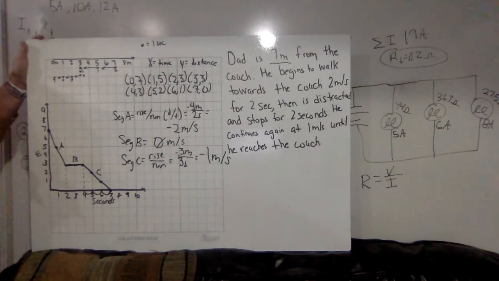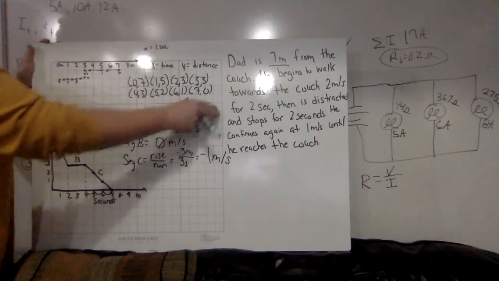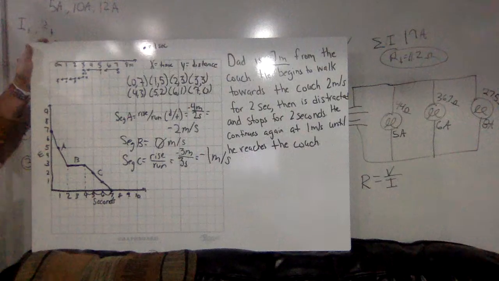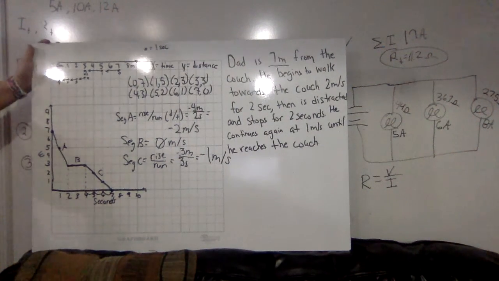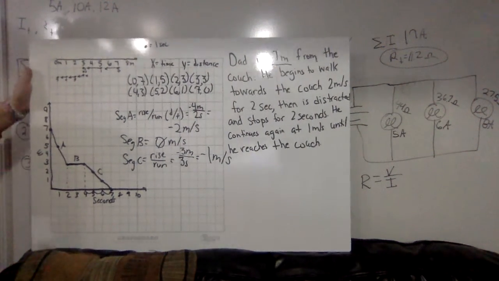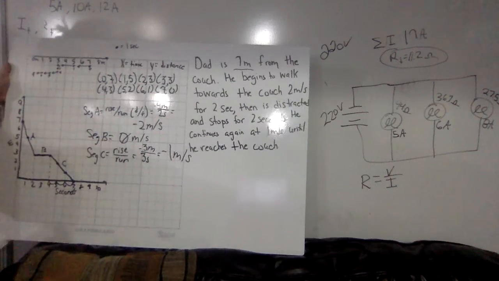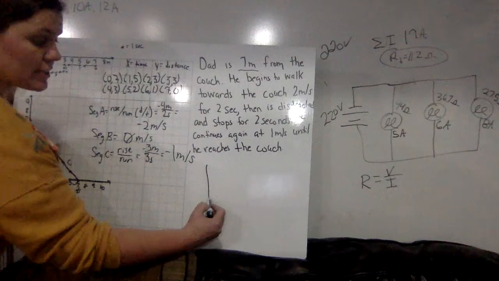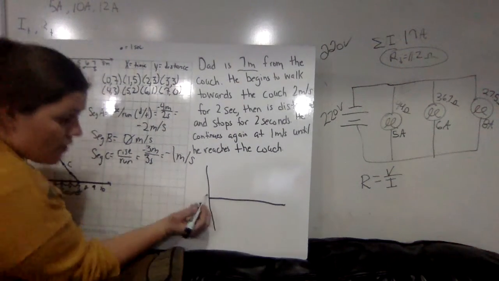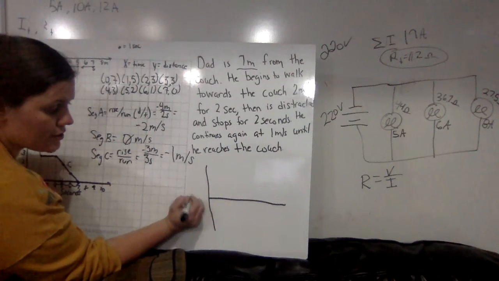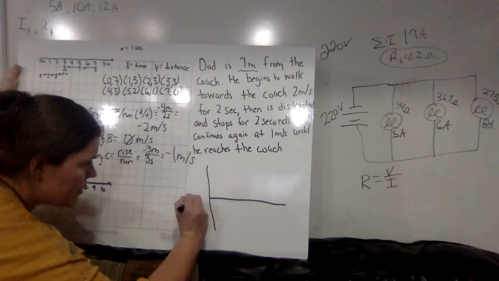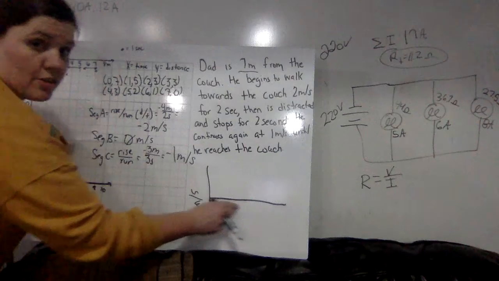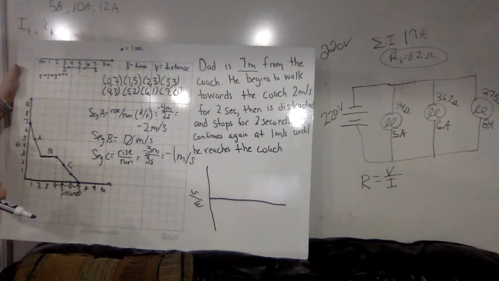Okay, so this is where we are. We went from a written description to a ticker tape representation to position versus time. Now we're going to have to put this on a velocity graph. To do that, I'm just going to pull this way to make it easier for me. I'm going to do that right here. And a velocity graph looks something like this. This right here represents meters per second. And then this horizontal line is our seconds.